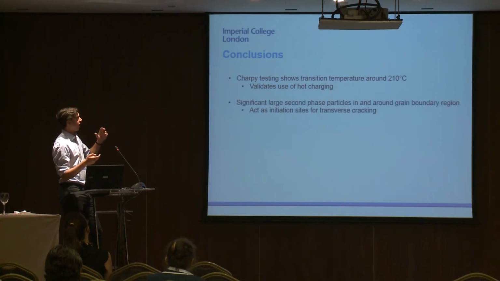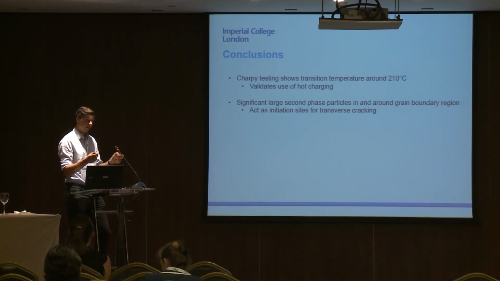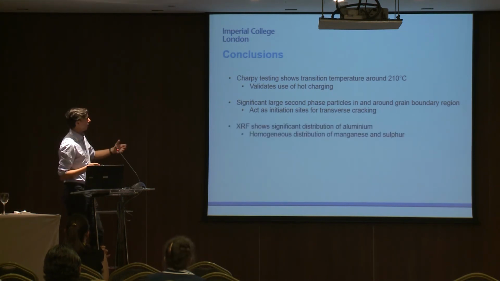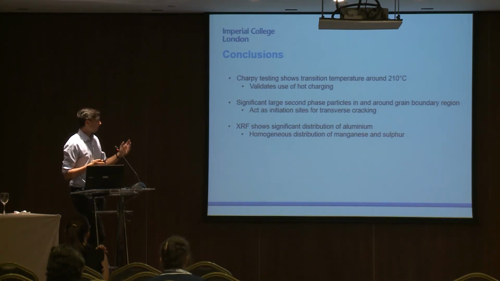Great news. We're getting some really large second phase particles, especially in and around the grain boundary region, and we think these are acting as initiation sites for transverse cracking. Remember that transverse cracking is very small cracking, and that transverse cracking is then acting as an initiation site for the big catastrophic cracking. XRF is showing some distribution of some of the detrimental elements, such as aluminium, but you're getting a homogeneous distribution of manganese and sulfur.